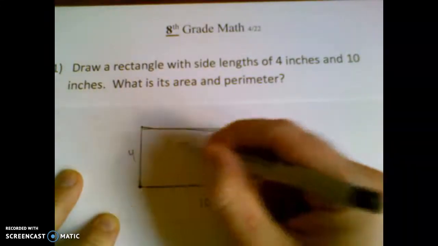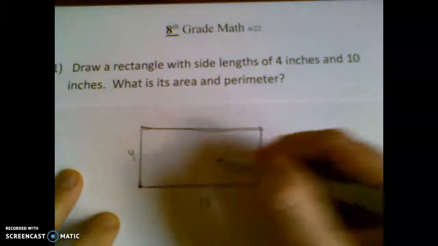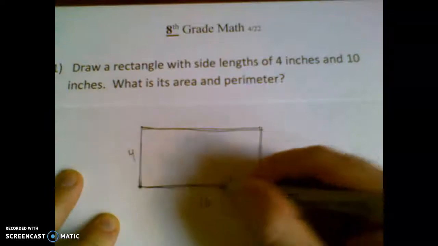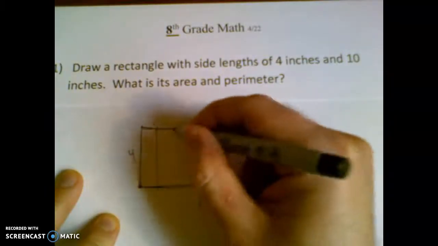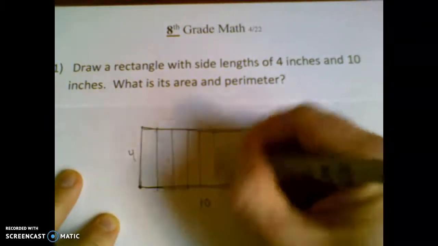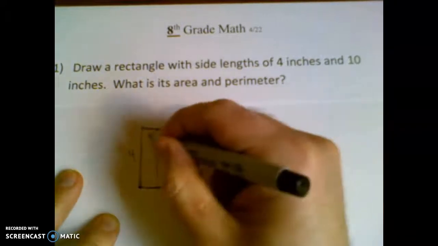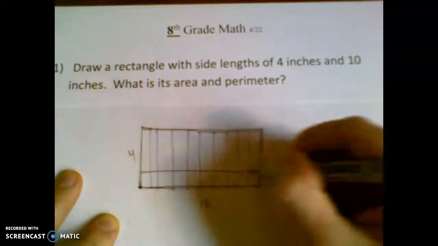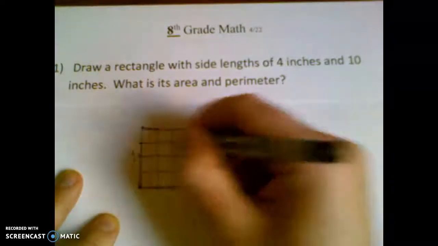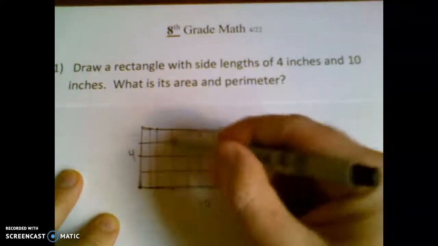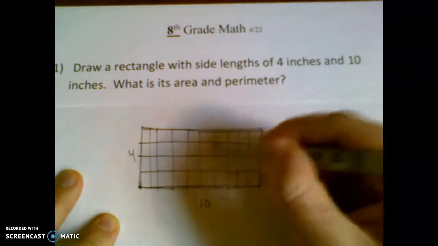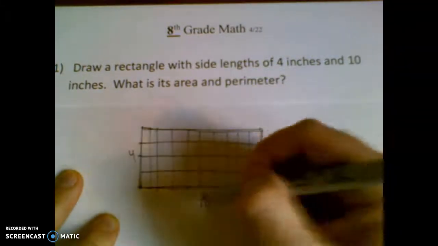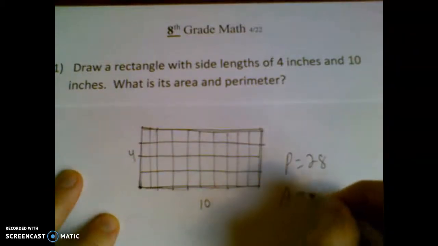The area is how many square units it takes to fill up the inside. So if it's 10 units across, that means I have 1, 2, 3, 4, 5, 6, 7, 8, 9, 10, and 4 units up, 1, 2, 3, and if I were to count all of these little square units in here, I would get 40 of them. Or the quick way, of course, 4 times 10 is 40.